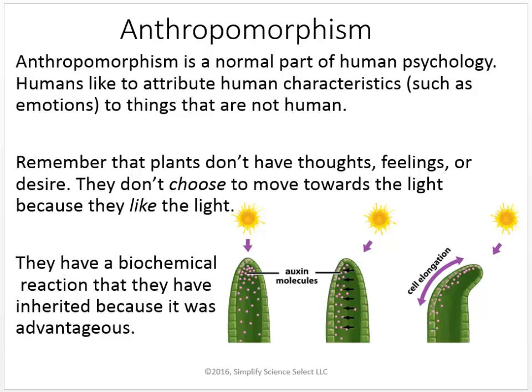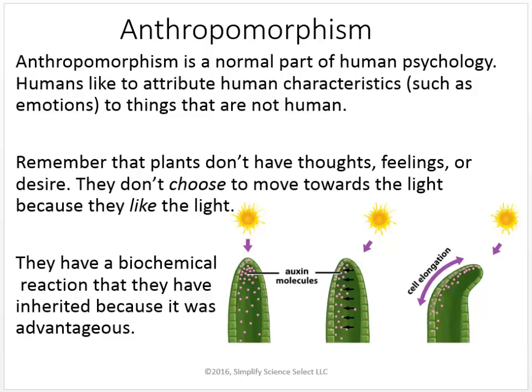Now at this point we need to have an interesting but important conversation about anthropomorphism. Anthropomorphism is a normal part of human psychology. What it means is it's the way that humans like to attribute human characteristics, such as motions, to things that are not human. Plants don't have thoughts, don't have feelings, don't have desires. They don't choose to move towards the light because they like the light. They don't like anything. They don't have opinions.